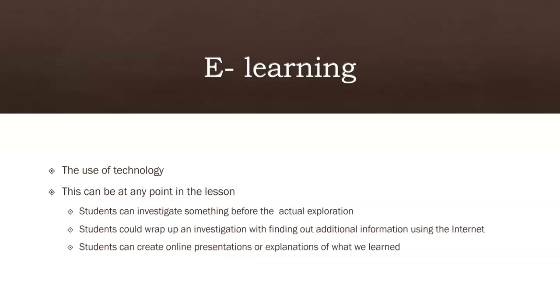And then e-learning. This is the use of technology, and this can be at any point in the lesson. Students can investigate something before the actual exploration. Maybe you want them to find everything they can out about the water cycle before we actually do an activity involving the water cycle. Or students can wrap up an investigation by finding out additional information using the internet. Students can create online presentations or explanations of what they learned. They can create models online or concept maps. These are all ways that you can use e-learning.